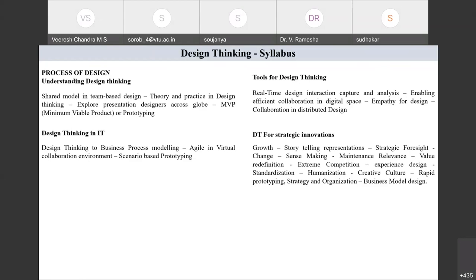Strategic foresight: what should be the foresight of the strategy of innovation, the changes we need to make. Sense making: do the strategic innovations really make sense? In many cases they do not make sense at all. For example, I dreamt last night that I will go to Mars today. So what should I do? I can do design thinking: search Google, search the internet, search YouTube, and make a spacecraft, let us say.